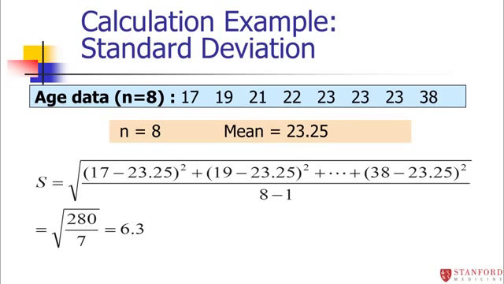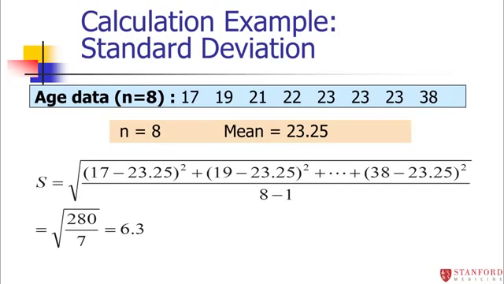So I end up in the numerator with a sum of 8 squares. I'm going to add those up. And then I'm going to divide here by 8 minus 1 because, again, we've lost 1 degree of freedom, so we always divide by n minus 1, so we're dividing by 7. And then to take the square root of that whole thing to get back to the standard deviation, if I calculate this all out, I come up with a value of 6.3.